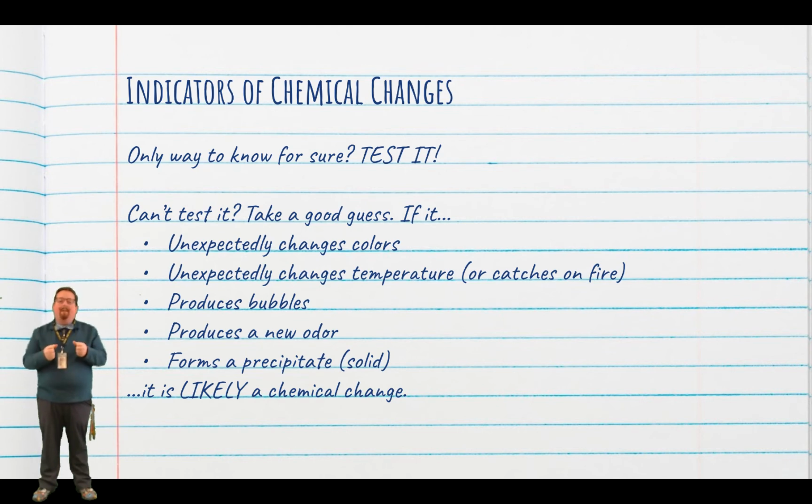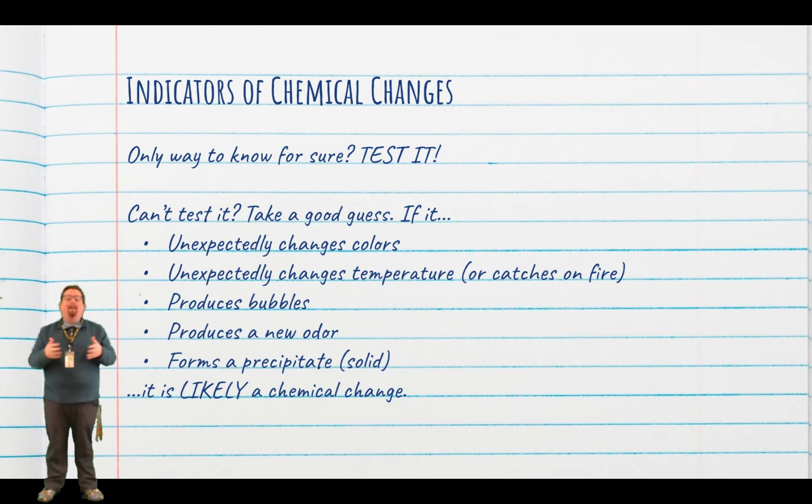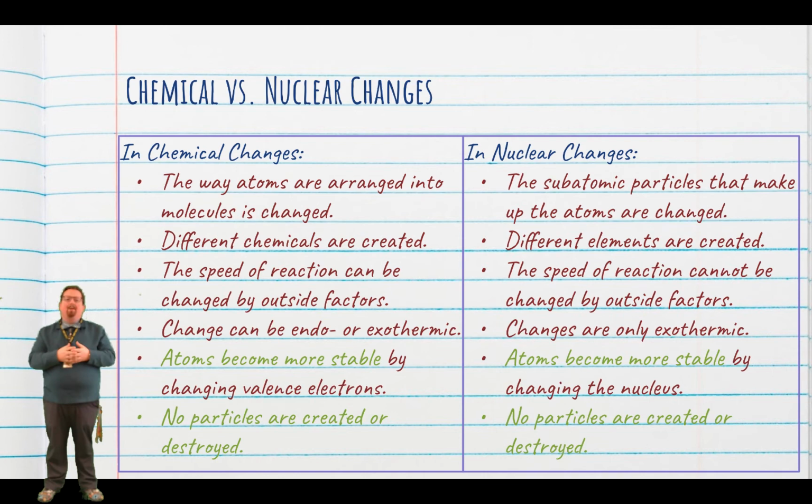So macroscopically, if you're taking 2 chemicals and mixing them together, you're looking at them without any microscopes or anything, and you see that the color changes unexpectedly, or the temperature changes unexpectedly, or maybe it catches on fire, or there's bubbles that are produced, or a new odor is produced, or you see some solid formed at the bottom of your liquids, called a precipitate. If you see any one of those 5 indicators, it's likely a chemical change. You can't know for certain, but it's very likely that a chemical change happened if one or more of these indicators show up.